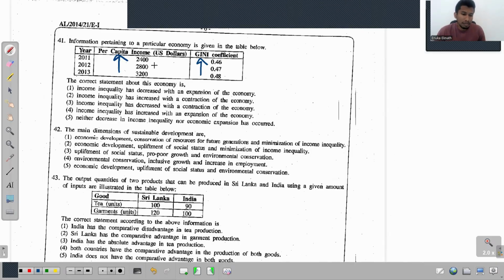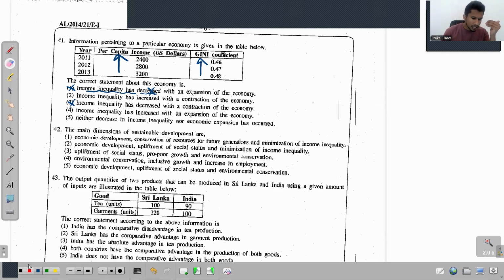So increasing per capita income is actually good. But increasing this Gini coefficient increases the disparity in income distribution, and that's bad. Right. You can find the answer for this question. Look at this one. The correct statement about this economy is income inequality has decreased. No, the Gini coefficient has increased, so we can say the income inequality has increased. So the first one is not the answer. Again, the third one is not the answer.